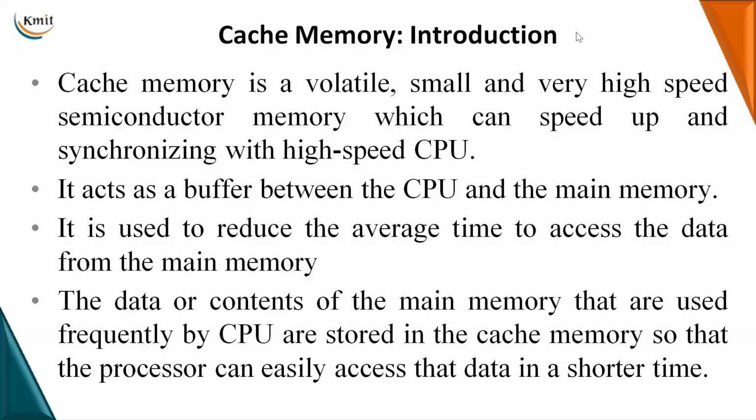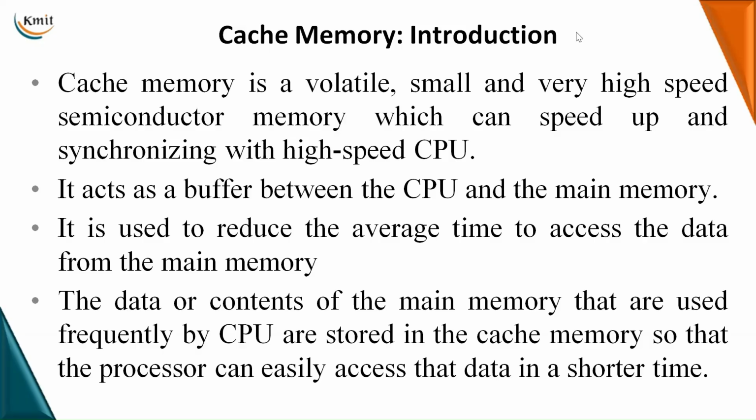Whereas your cache memory is placed between the CPU and the main memory, so that the information most frequently accessed by the CPU is placed into your cache. The size of the cache memory is very small compared to the size of your main memory, so you cannot place all the data present in your main memory into your cache.